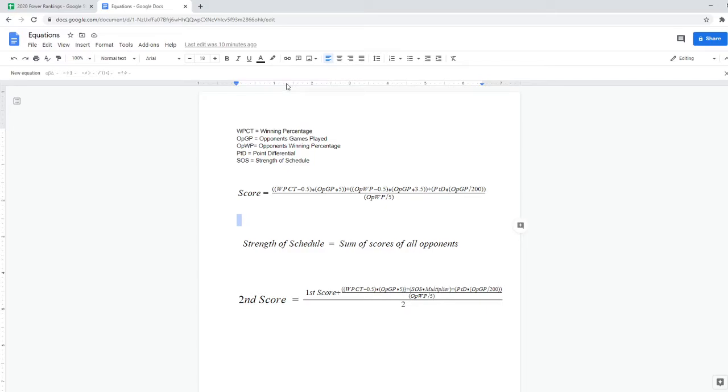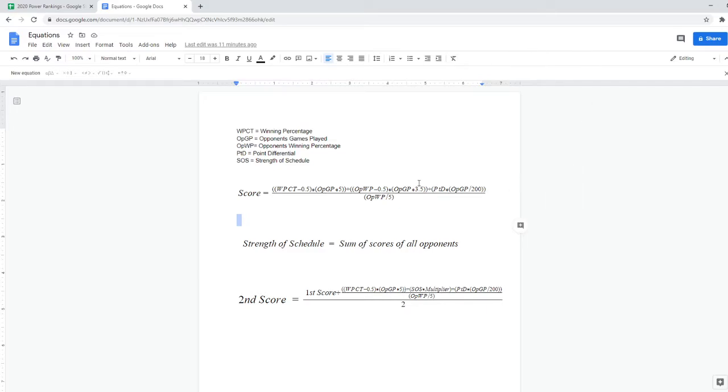I think that if you were thinking of a ratio of how important your personal record is as opposed to your strength of schedule, I would put it at about that ratio of 5 to 3.5. I think that a 5 to 3.5 ratio is pretty fair in determining how important winning percentage is versus the quality of your opponents.